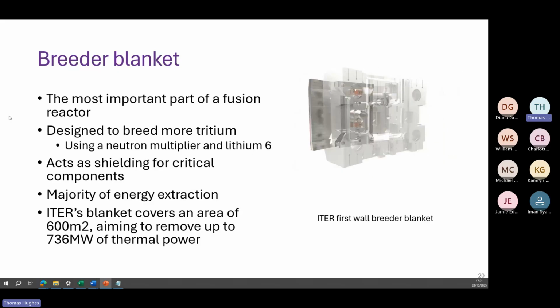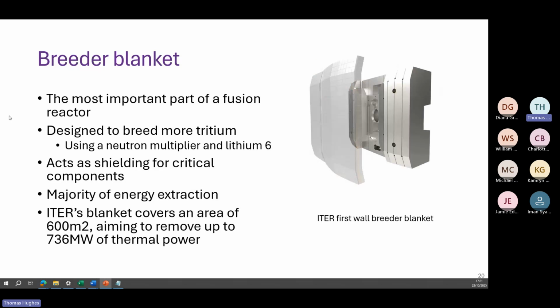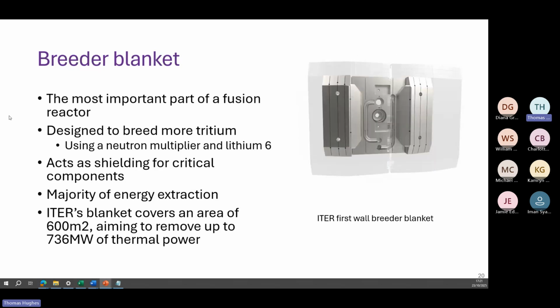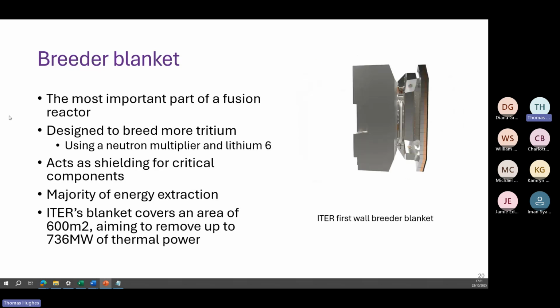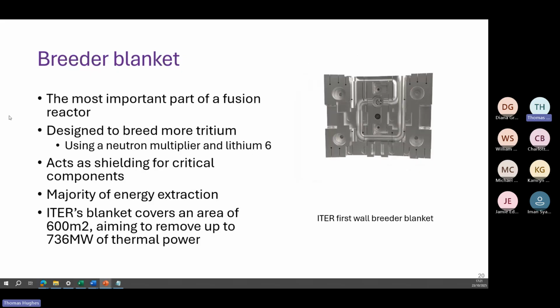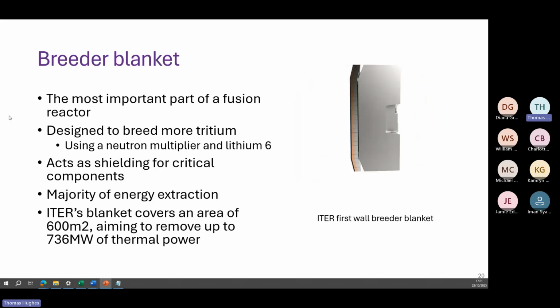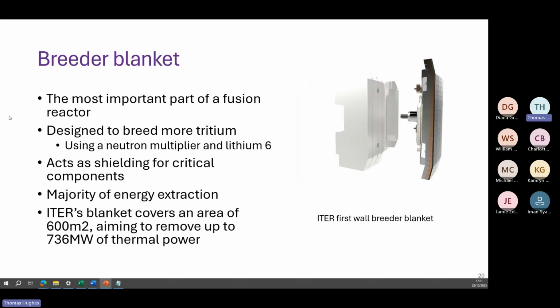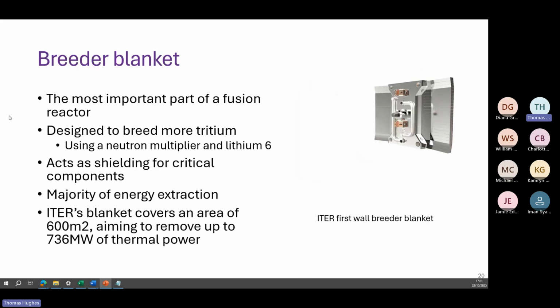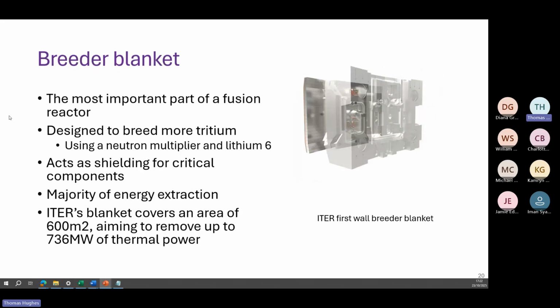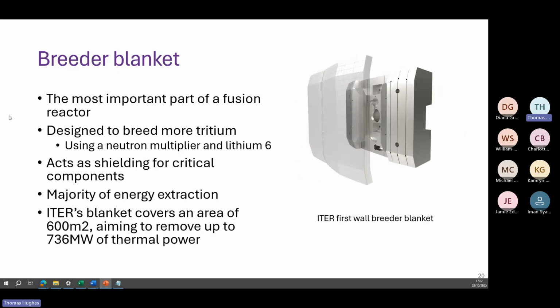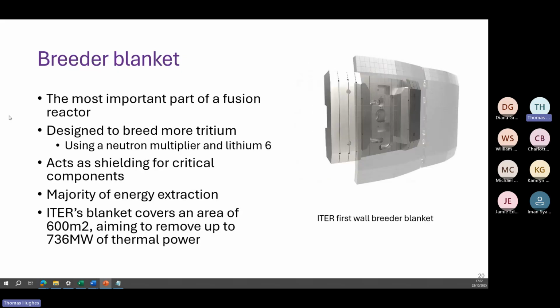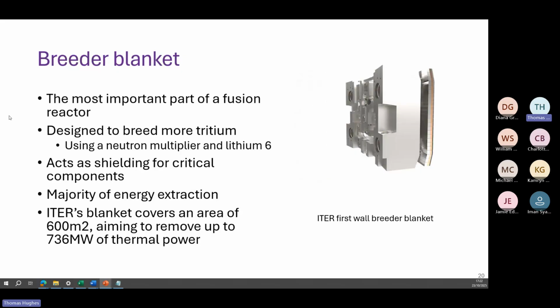It covers as much surface area of the tokamak as physically possible, so you've got loads and loads of pipes in there. For example of how much they're trying to do, ITER's blanket covers an area of around 600 meters squared, aiming to provide over 700 megawatts of thermal power. And ITER's mainly trying to operate at a Q factor of about 10, which is 10 times the energy out than is put in. So that's not bad.